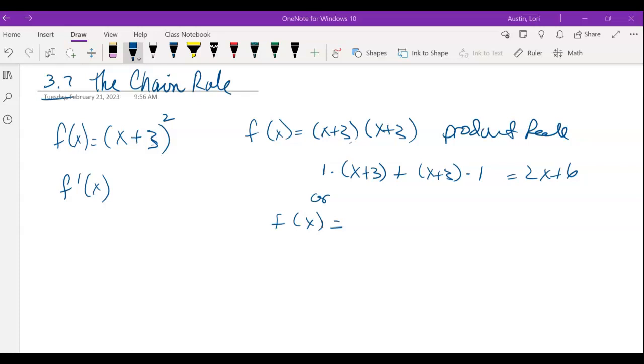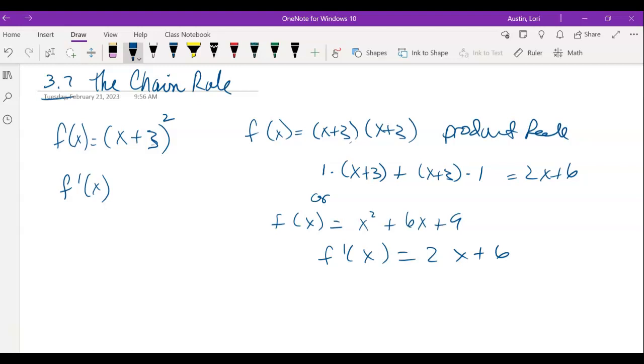Okay, so for something like f of x equals (x plus 3) squared, we can do the product rule, or we can expand it out. We know that (x plus 3) times (x plus 3) is x squared plus 6x plus 9. Now I could take the derivative, and what is that? Yeah, it doesn't matter which method you use. If you do it correctly, you're going to get the same answer. That's all fine and dandy.